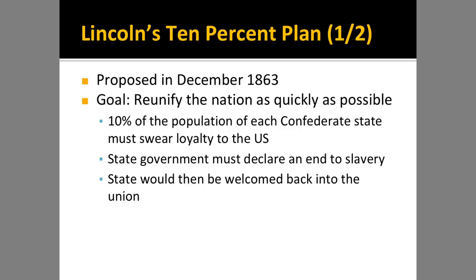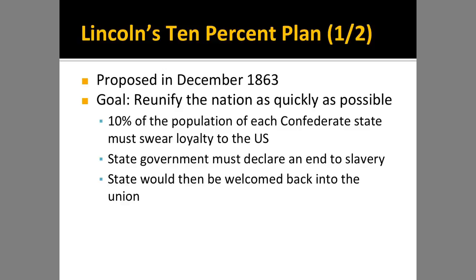So it's not shocking that the goal of Lincoln's plan was to reunify the nation as quickly as possible. And here were the stipulations of his plan. Lincoln wanted 10% of the population of each Confederate state to swear loyalty to the United States. So think about that. We have a class of about 30 students. 3 people would have to say, Ms. Carraz, we're going to do what you want us to do in order for me to accept you as a whole back. Think what you will about that ratio. It's definitely a small percentage, right?